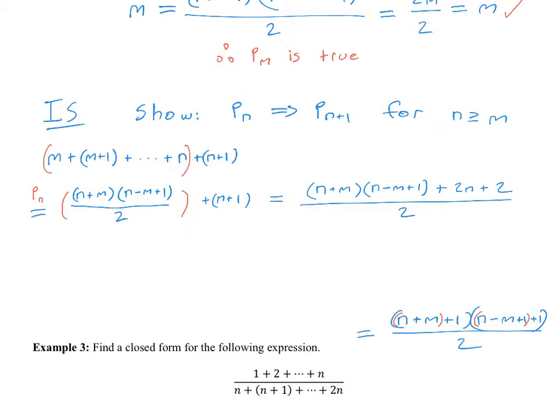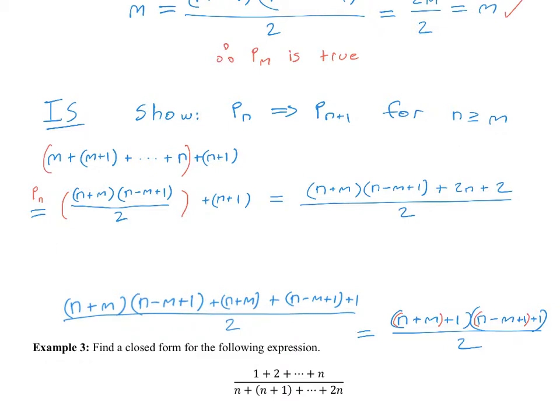So we would get n plus m multiplied by n minus m plus 1, and then n plus m multiplied by 1, so n plus m, and then 1 multiplied by n minus m plus 1, so n minus m plus 1 is my next term, and then finally 1 times 1 gives me a plus 1. So I expanded out the numerator.